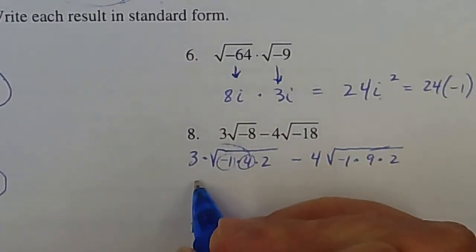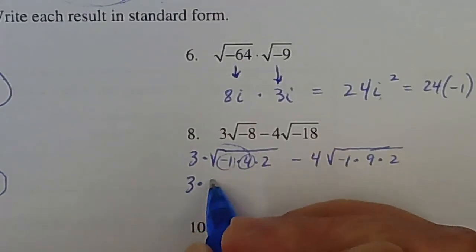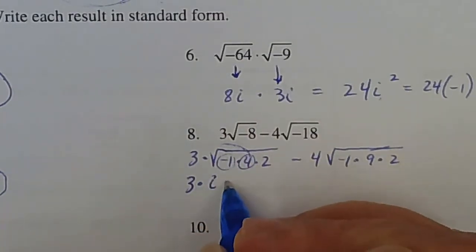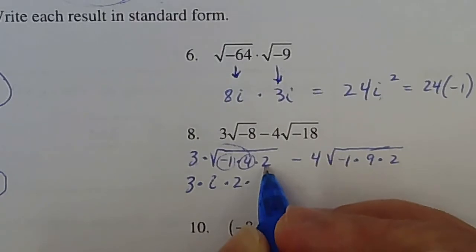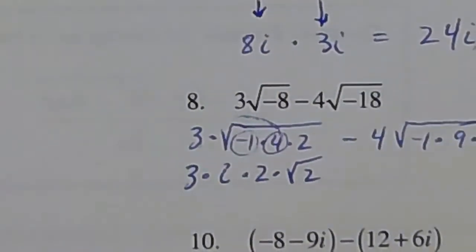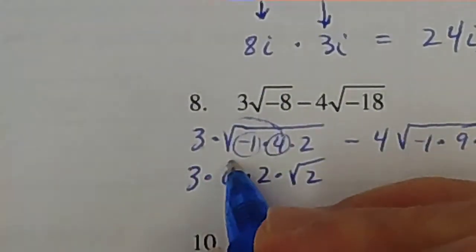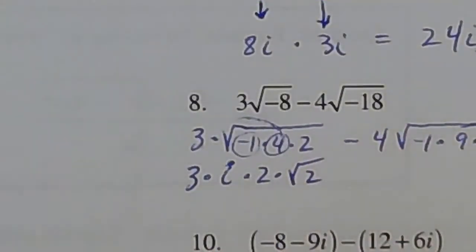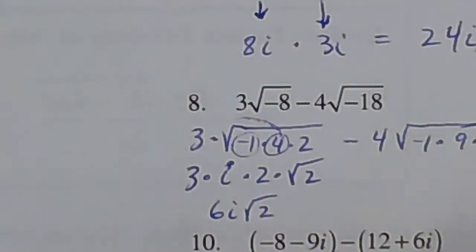Or maybe this will help too, right? I have 3 times i, square root of 4 coming out is 2, and then that 2 stays in the radical. So that's really the math I have going on to simplify this. Okay? I mean, you can skip this step if you get it. I understand. But this is instructional, so 6i square root of 2. I showed all the work.